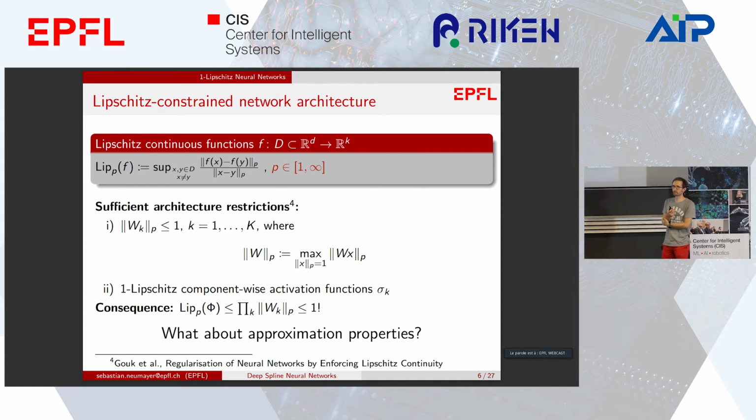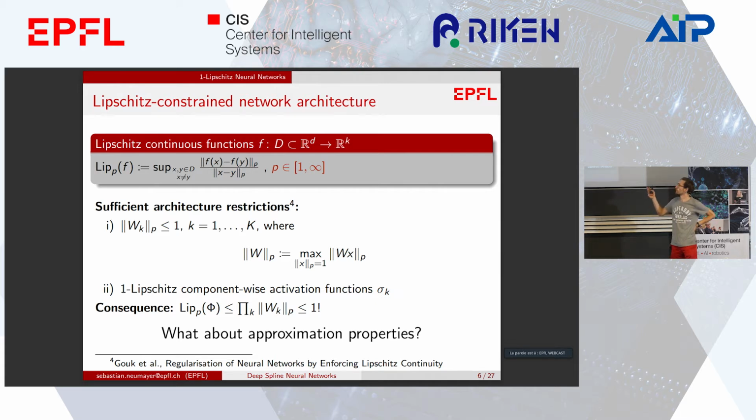There are some estimation algorithms based on semi-definite programming. I think it's actually also coming from a few people here at EPFL. This is quite nice, but if we want to train a neural network and use this SDP for computing the Lipschitz constant and then want to do backpropagation, it's getting way too expensive. So we need to do something else, and the simplest thing we can do here is restricting the architecture.